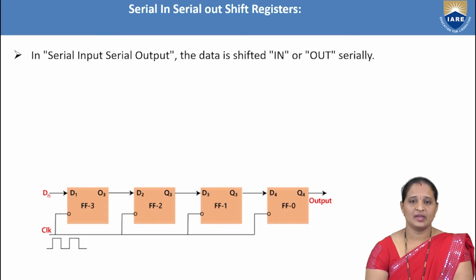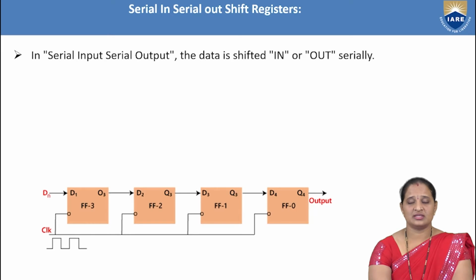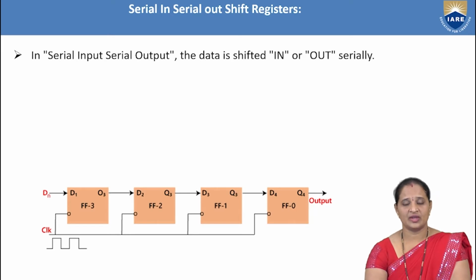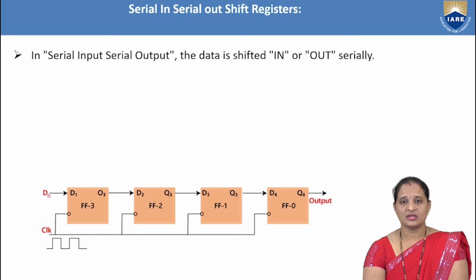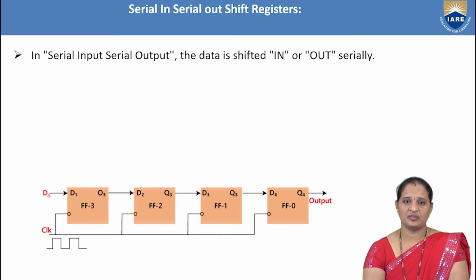So this is the block diagram of a shift register, that is a serial in, serial out shift register. It is a 4-bit register where we can store 4 bits of data at a time, and hence it is a 4-bit register. As I told you, one flip-flop can store 1 bit of information. As I want to store 4 bits of data, I have used 4 flip-flops here.